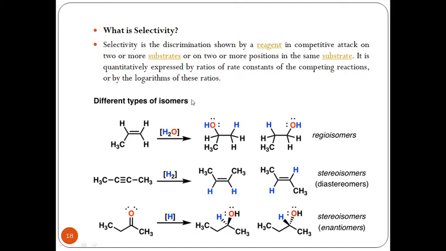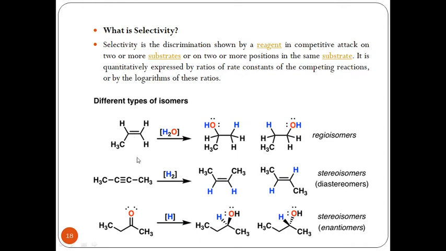Now when I consider a particular reagent, how is that reagent going to attack a particular substrate, giving me different types of isomers and different types of products in terms of the positioning of the attack on the substrate? This is the basic selectivity that we can understand. Hence selectivity is the discrimination shown by the reagent in competitive attack on two or more substrates or two or more positions. If given two positions, how is that reagent going to attack?